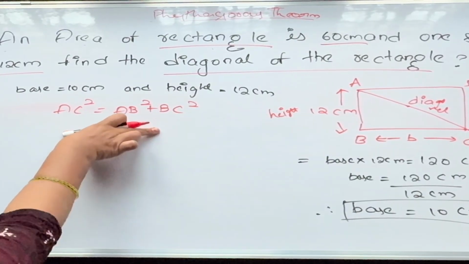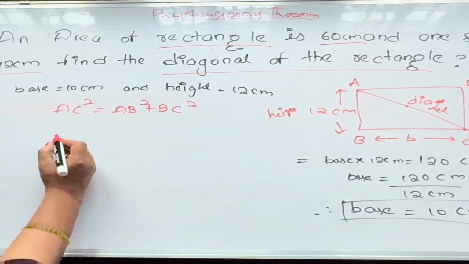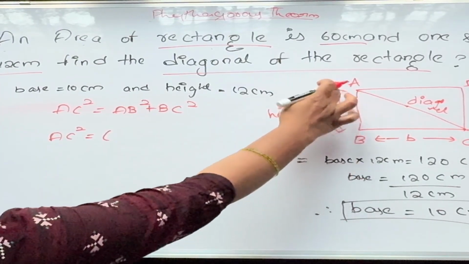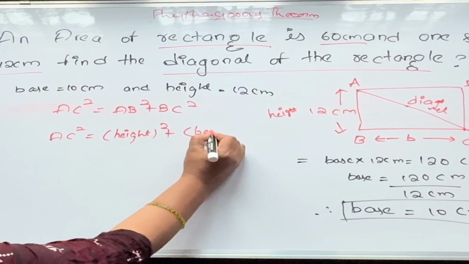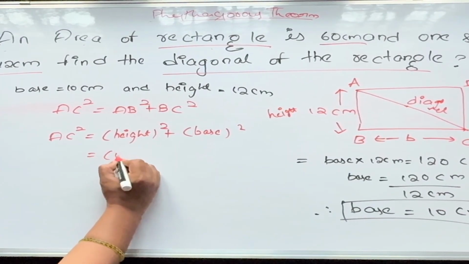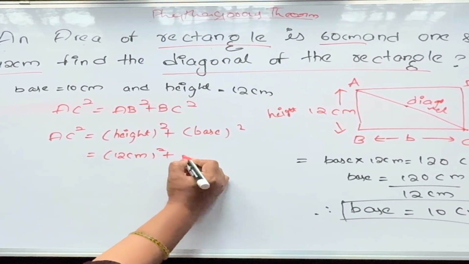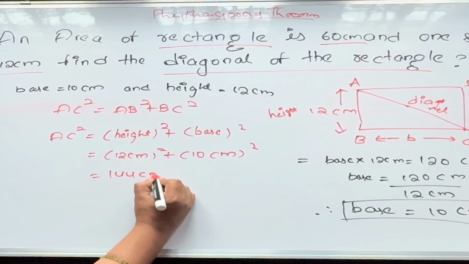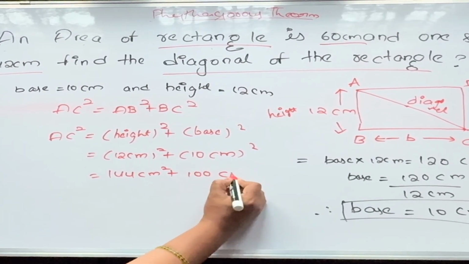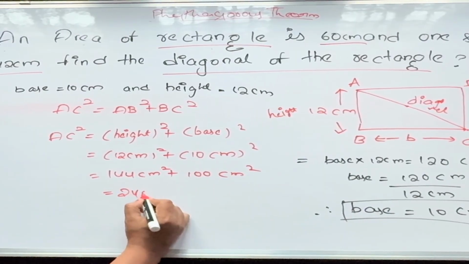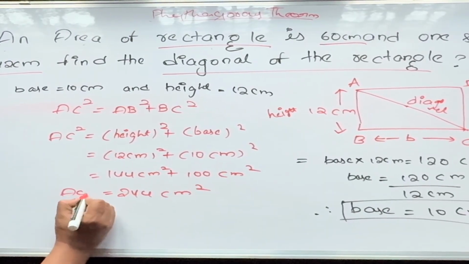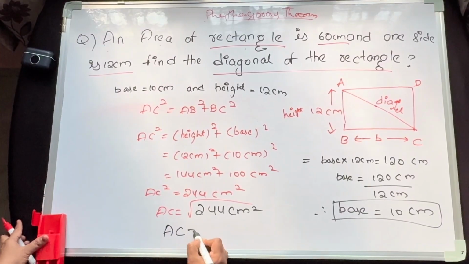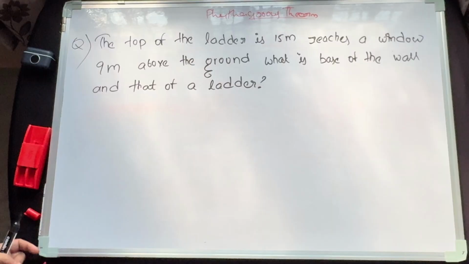By using the Pythagoras formula, we can find the diagonal of the rectangle. AC square is equal to AB square, AB means height, height whole square plus base whole square. What is height? 12 centimeters. What is base? 10 centimeters, whole square, which is 144 plus 100, 244 centimeters square. AC is root of 244, AC is 15.60. Okay, see.